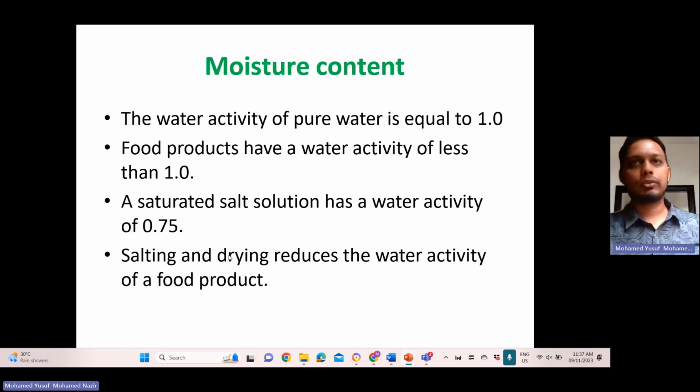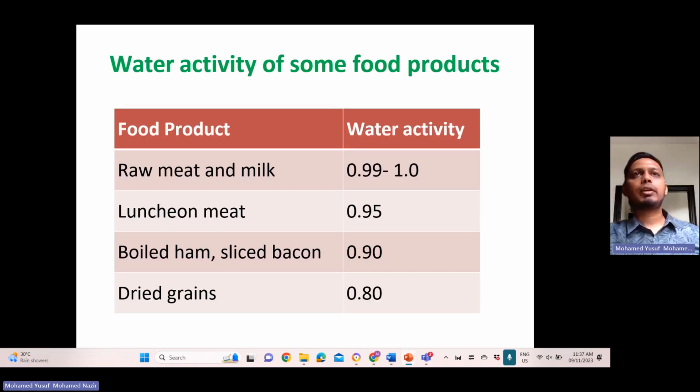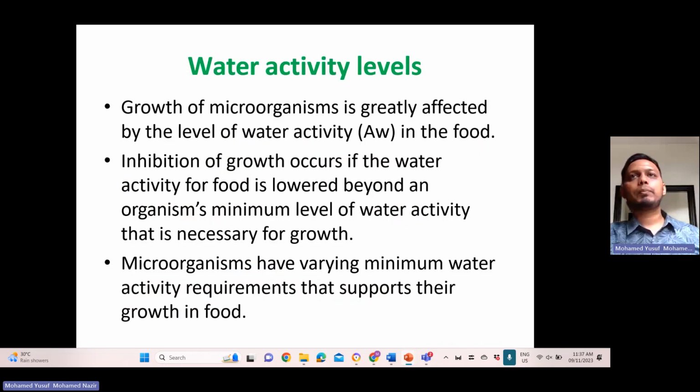So we can use salting and also drying procedures to extend the shelf life of the food product. Okay, so this is the water activity of some food products. Raw meat and milk will have a water activity from 0.99 to 1, and some dried grain will have a water activity of 0.8.